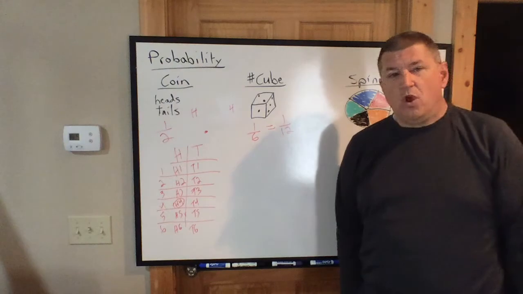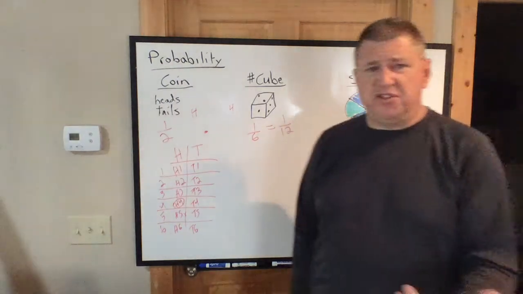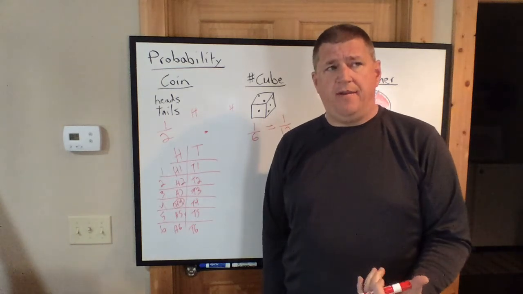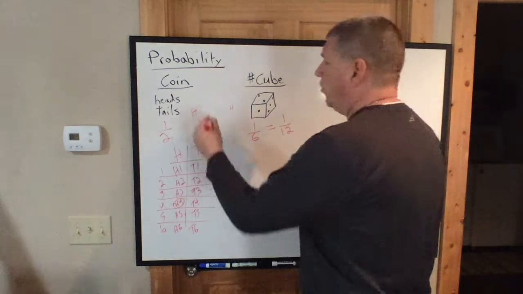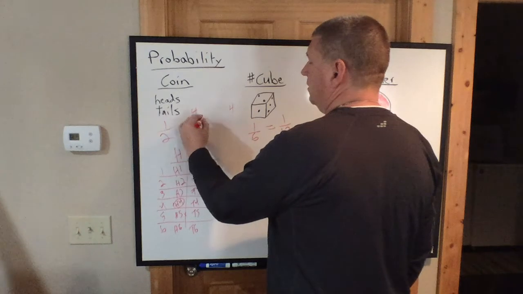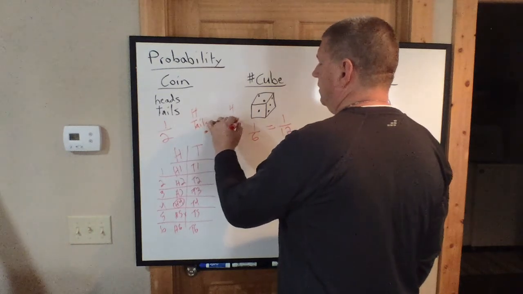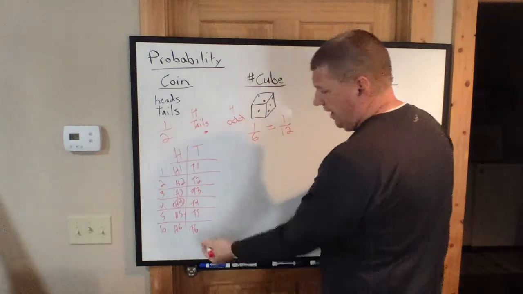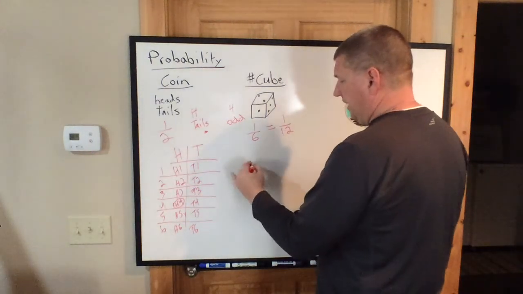All right. So what happens if I have these two and I say, what happens if I go tails and an odd number? So we're going to go tails and odd. How many do I have with the tails? I have 6 with the tails. So that gives me my denominator.